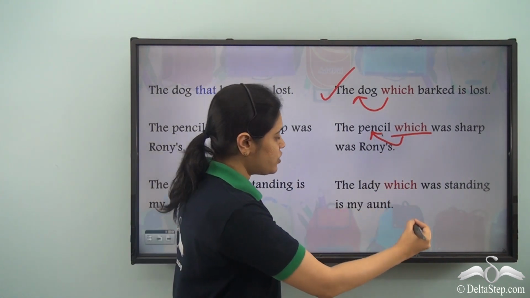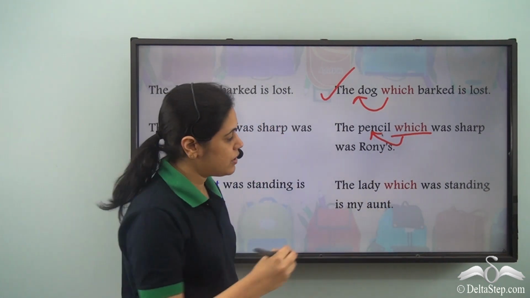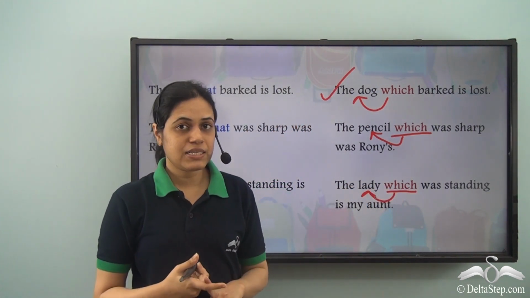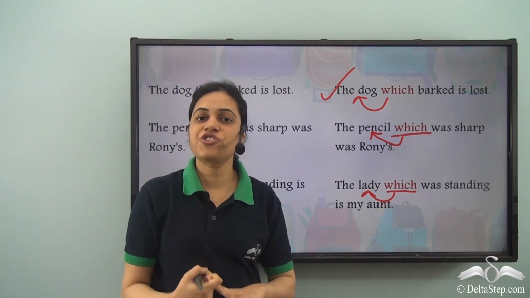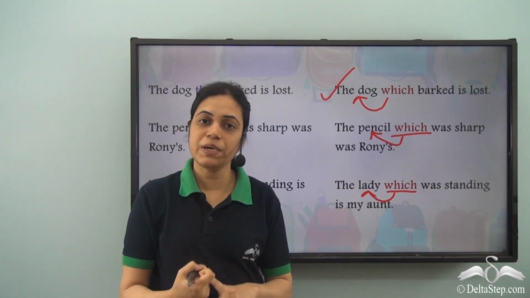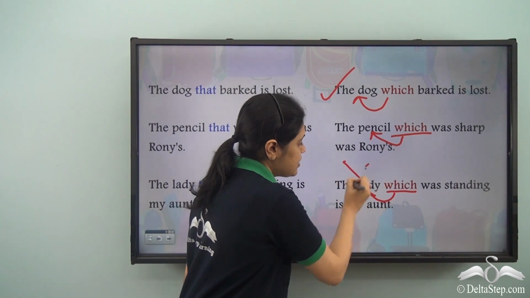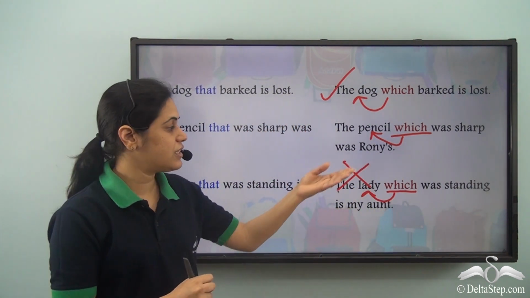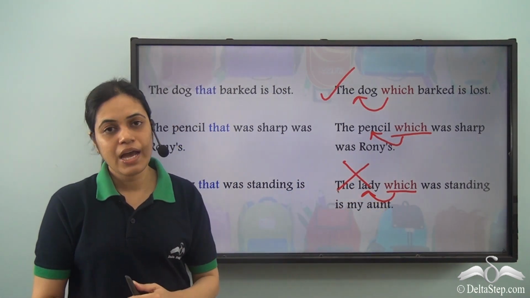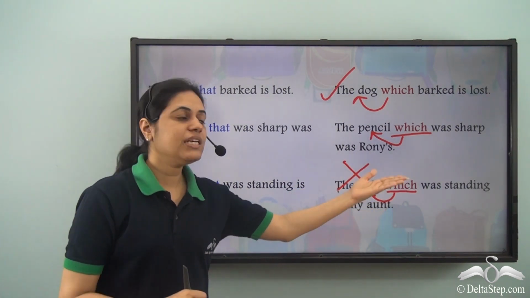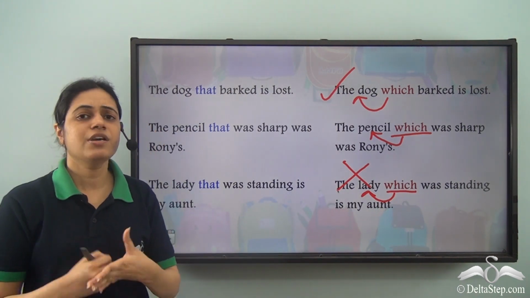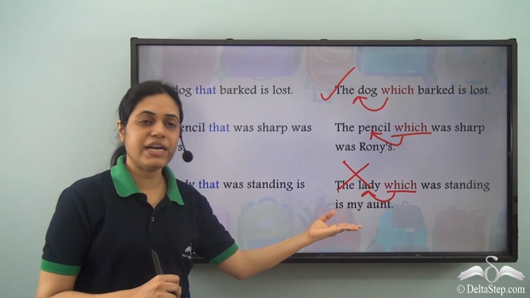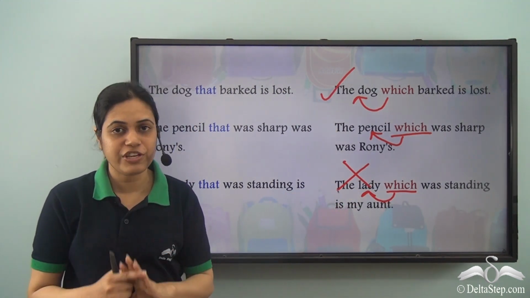The lady which was standing is my aunt. In this sentence, which refers to the lady, but as we have learned, which is never used to denote people. So this sentence is grammatically incorrect. We never write the lady which was standing is my aunt. We write the lady that was standing is my aunt. We can also use who over here. The lady who was standing is my aunt, but never which.